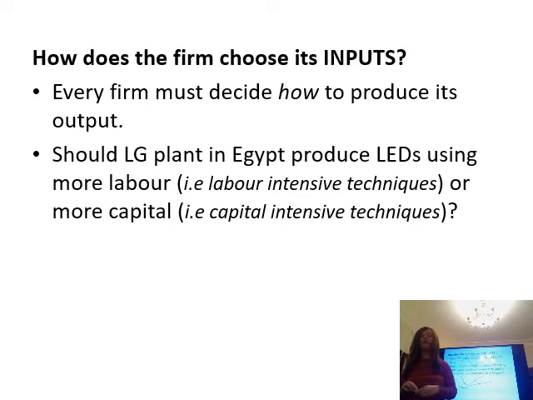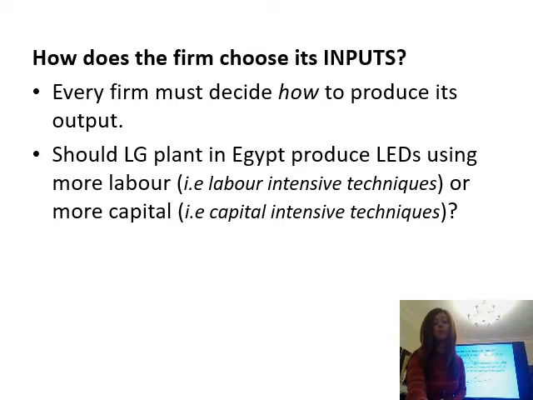For example, an LG plant in Egypt will usually tend to produce using more labor because the price of labor in Egypt is relatively less expensive than in other countries like Germany, while in Germany they will tend to produce using capital-intensive techniques because capital there is abundant. They have a higher level of technology while the cost of labor is very high there.